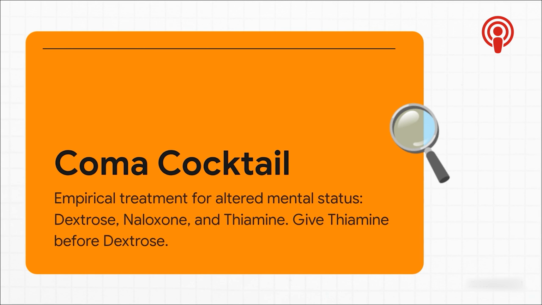So speaking of disability, let's talk about the Coma Cocktail. When a patient comes in with an unknown altered mental status, we don't have time to wait for lab results. We act. We give this cocktail to reverse the most common culprits: dextrose for low blood sugar, naloxone for a possible opioid overdose, and thiamine. Now here's the golden rule. You have to remember this. Always give thiamine before dextrose. Why? Because giving sugar first can actually trigger a devastating neurological injury called Wernicke's encephalopathy in at-risk patients. It's totally avoidable if you just remember that simple rule.